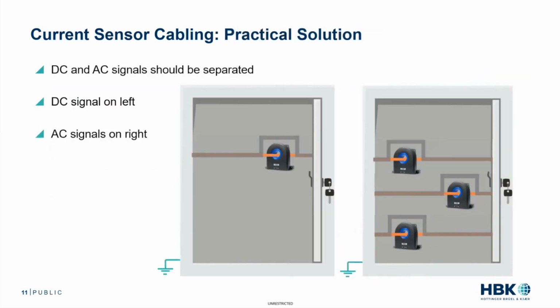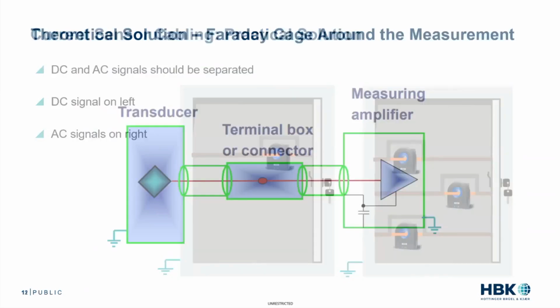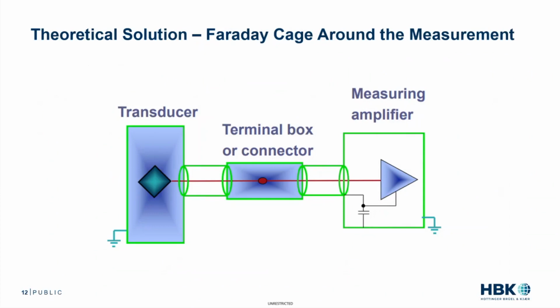Here we see a practical solution where the DC and AC signals are measured separately, and they're installed separately in their own separate metal enclosure. So you have, for example, the DC signal on the left for current, and then on the right, a separate metal enclosure with the AC signals. So theoretically, what you're creating is a Faraday cage around the measurement, helping to mitigate noise and electromagnetic interference from entering the measurement and improving accuracy.